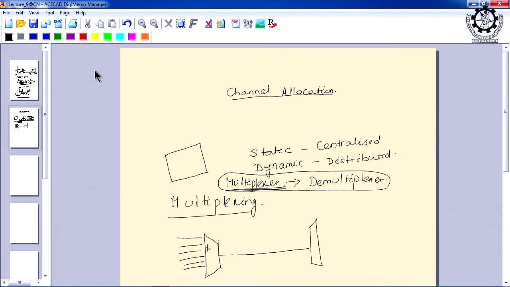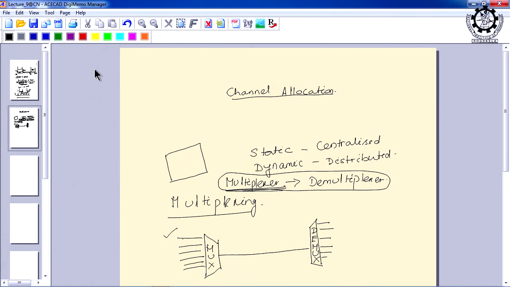If this is a MUX, this is a DMUX, and this is now connected to the corresponding receivers of these senders. So, senders are connected to the multiplexer, receivers are connected to the demultiplexer, and this decides which signal or the corresponding sender with the corresponding receiver, the signals are being delivered accordingly.